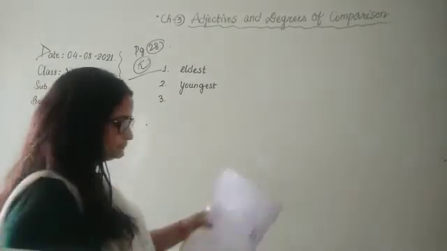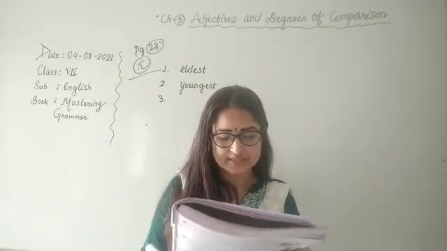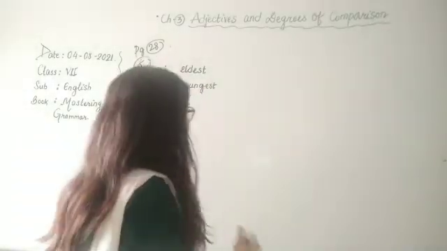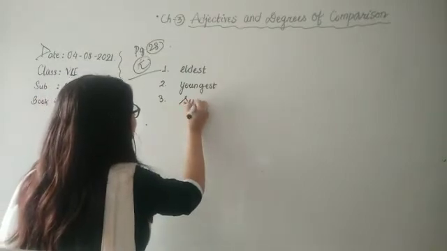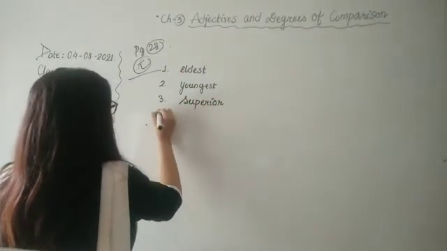Number 3. He is dash to her in intelligence. He is superior, will remain superior only. So he is superior to her. Not superior than her, superior to her.